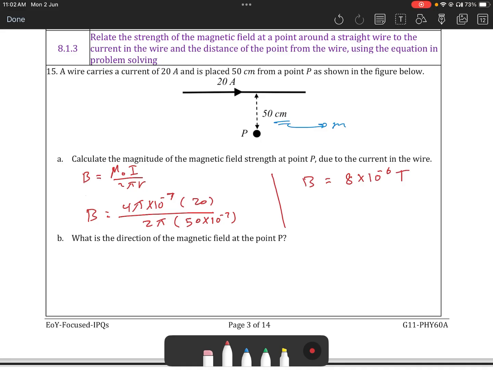So be careful. Now, for this right hand rule, the thumb is the current, and we try to catch, let's say, the wire by curling our fingers. The fingers will give us the direction of the magnetic field. So below the wire, the magnetic field will be into the page.